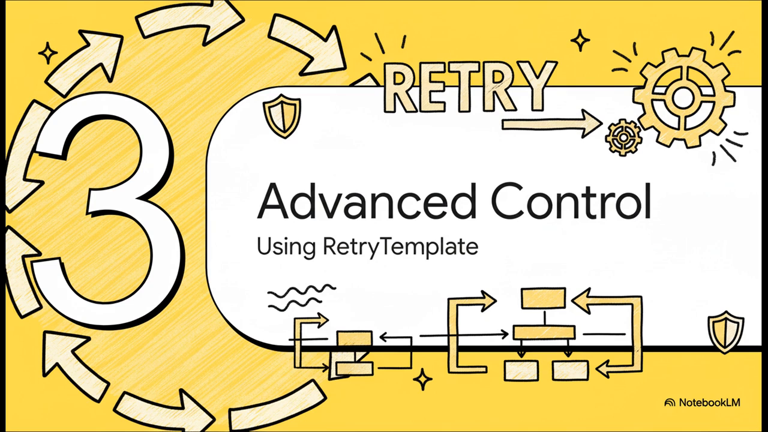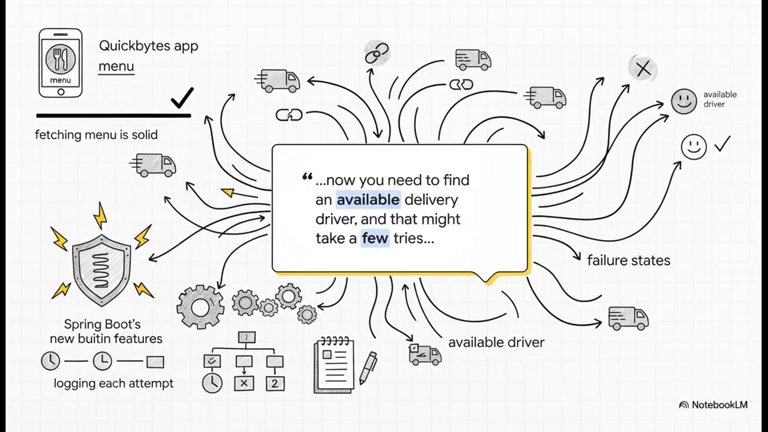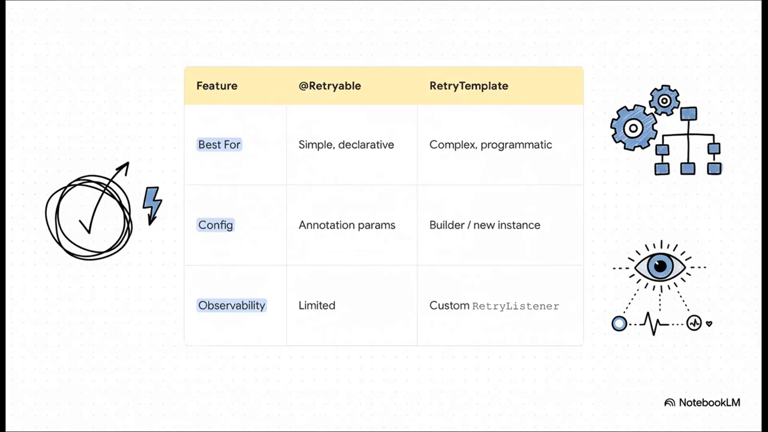The @Retryable annotation is fantastic for simple cases. But what if you need more programmatic control? That's where our next tool comes in, the RetryTemplate. So let's go back to our Quick Bites app. Getting the menu is solid now, but the next step is to find an available delivery driver. Now this is a more complex problem. You might need to check multiple drivers, handle different failure states, maybe even log each attempt. A simple retry just isn't going to cut it here. And this is the perfect job for the RetryTemplate.